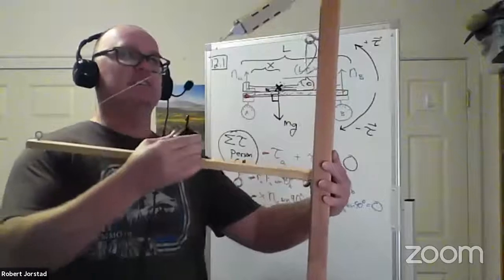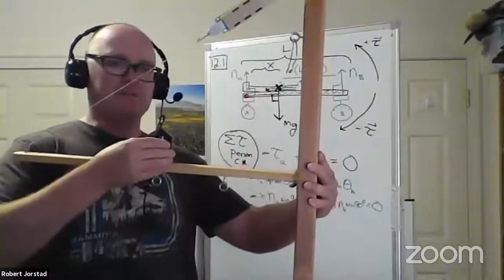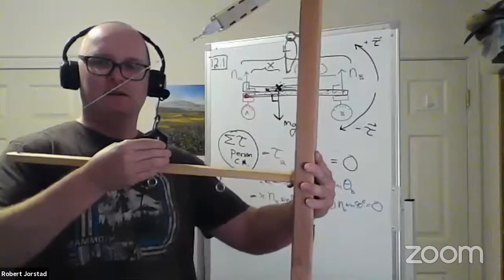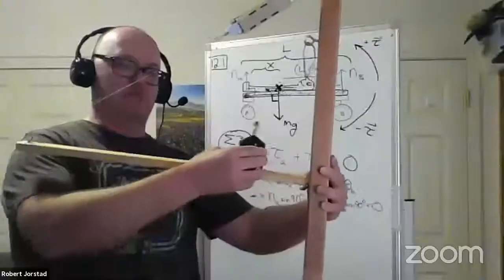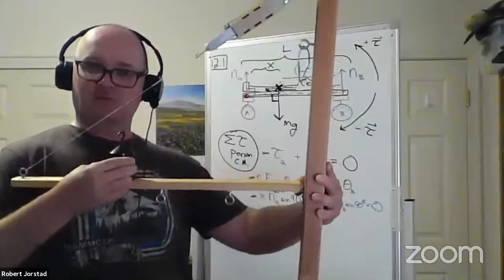And if you had to guess, what's going to happen to the scale reading as you move the mass out? Will it go up, down, or stay the same? What do you think? It should increase the further you go from the pivot. Yeah, as we bring this out farther, the mass exerts more torque trying to rotate the rod this way.